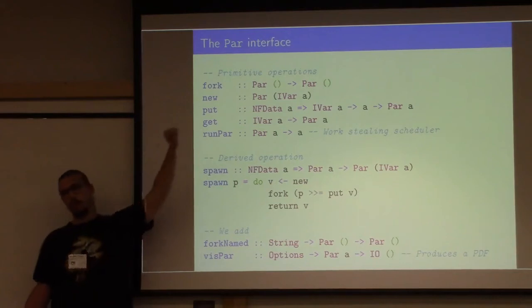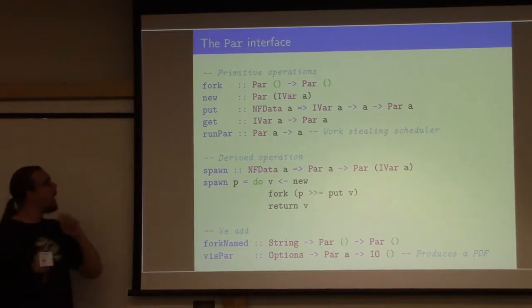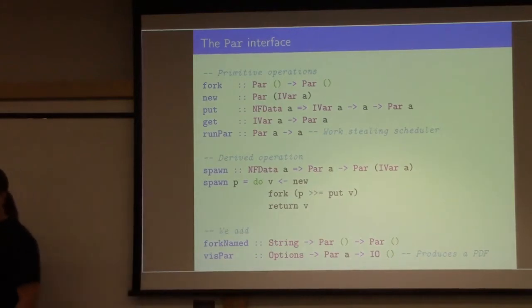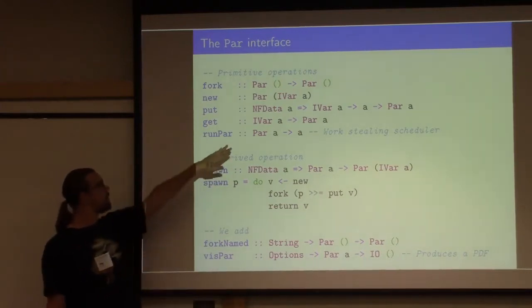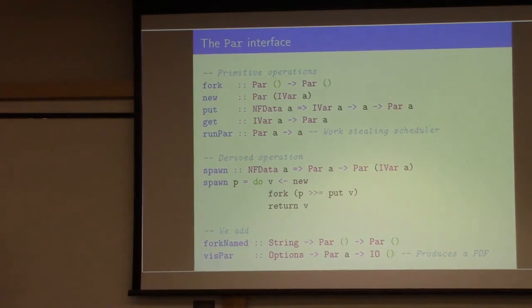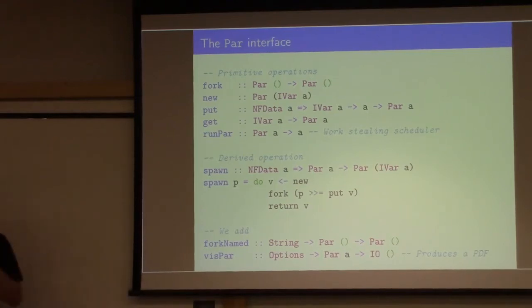Well, we create these things called IVars. IVars are a parallel data structure. Data can be put into them once and obtained from them multiple times. So we have put, which takes an IVar and an a, and puts the result into the IVar. We have get, which you can use to get the result from the IVar. And then we have runPar, which is the original scheduler, implemented as a work stealing scheduler, which will send off your parallel threads in parallel on the number of cores that you have chosen.